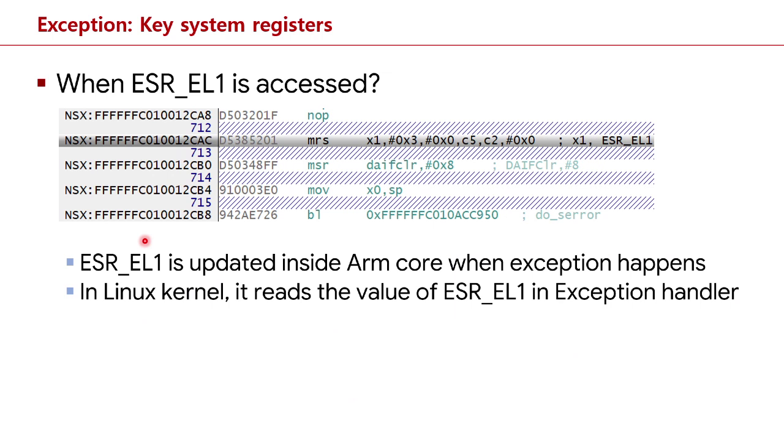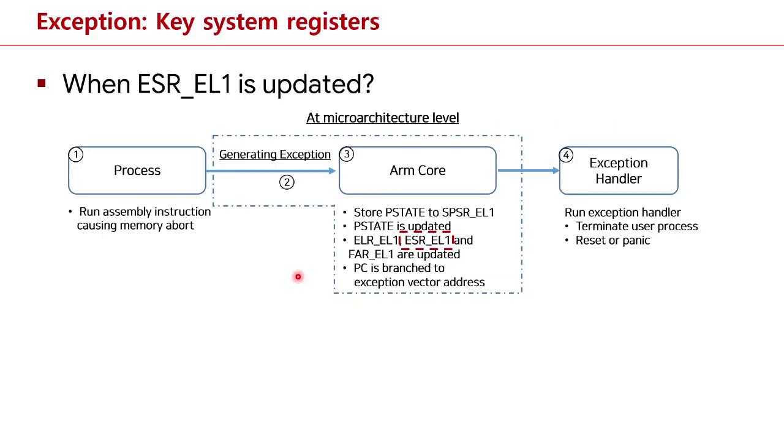The ARM core updates the ESR_EL1 register when generating an exception. Let's look at this diagram showing when the ESR_EL1 register is updated. Just like other system registers such as the ELR_EL1 register or the FAR_EL1 register, the exception syndrome register is updated when the ARM core generates an exception. Right after the program counter moves to the exception handler, software reads the value of the exception syndrome register, the ESR_EL1 register, to determine the cause of the exception.